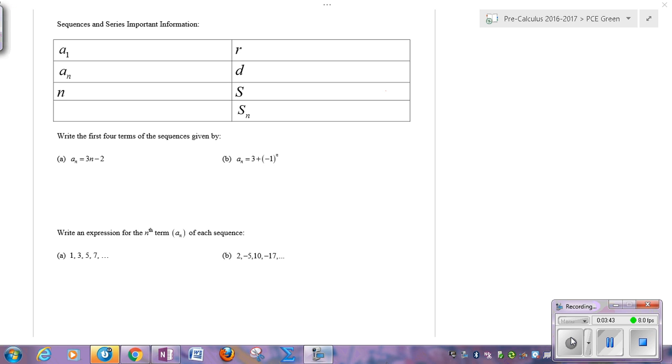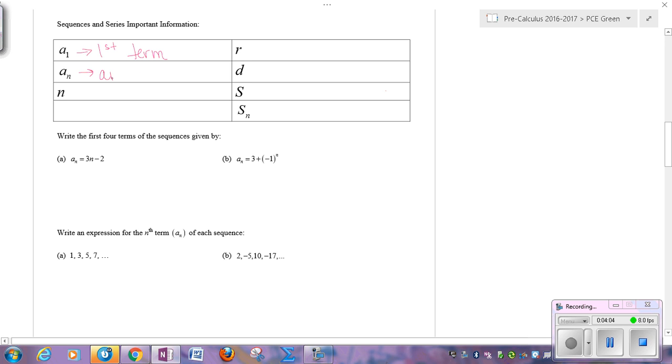All right, let's go ahead and jump into sequences and series here. We have some important information. These are just the different terms and variables that you deal with throughout sequences and series. So a sub 1 represents the first term in the series or the sequence. That's going to give you your first term.